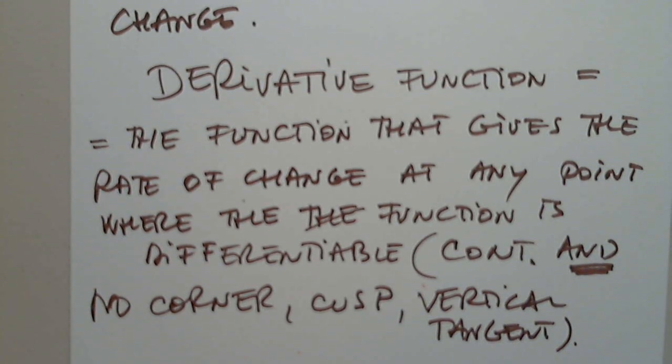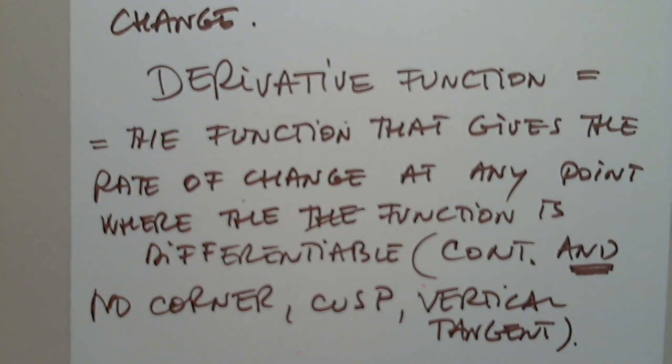Awesome. What about 6? No, it's a corner. Or what about 7? Yes. Of course. What about 8? Yep, it's 0. The slope is 0 at this point. What about 9? Yes. What about 10?